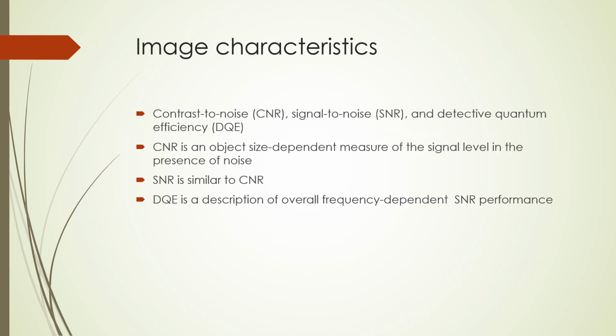On this slide, I am going to introduce some imaging terms and get into more detail in a later lecture. The terms are contrast to noise ratio (CNR), signal to noise ratio (SNR), and detective quantum efficiency (DQE). Contrast to noise ratio is a good metric for describing the signal amplitude relative to ambient noise in an image. Signal to noise ratio is similar to contrast to noise ratio, except that the size and shape of the object is explicitly included in the computation of signal to noise ratio. Detective quantum efficiency is a description of the overall frequency-dependent signal to noise ratio performance of the imaging system.